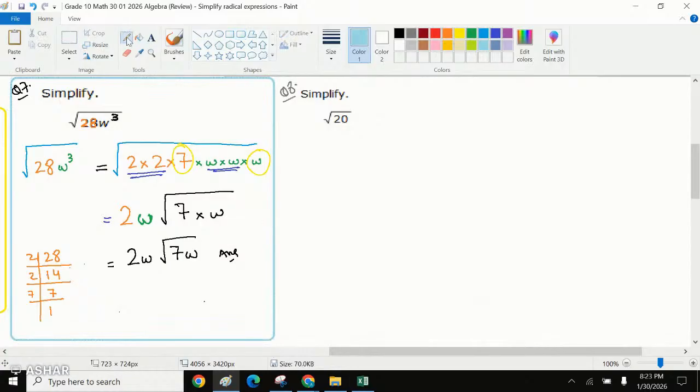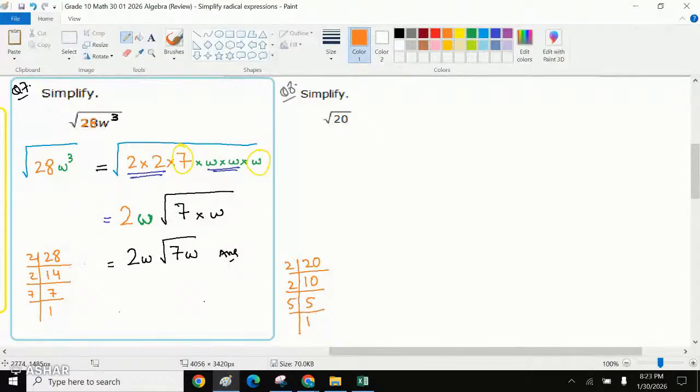Because 28 was not a perfect square number. Similarly, 20 is not a perfect square number. Let's try to find the prime factors. Let's do the prime factorization. 20 can be divided by 2, we get 10. 10 can be divided by 2, we get 5. Since 5 is a prime number, it cannot be divided by anything else.